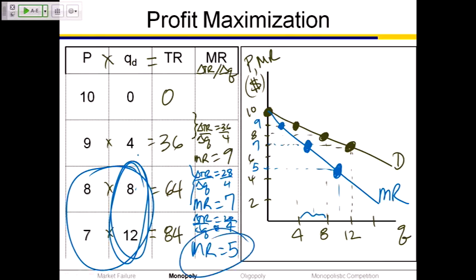In this case, revenue went up, which means that the gain from selling more is smaller than the loss from selling everything at a lower price. So the marginal revenue doesn't equal the price because the price has to get lowered in order to increase the quantity that they're selling. Let's look at a marginal revenue curve in general.